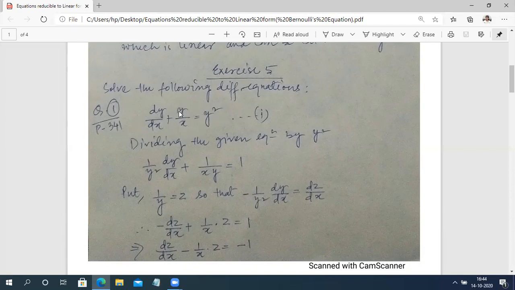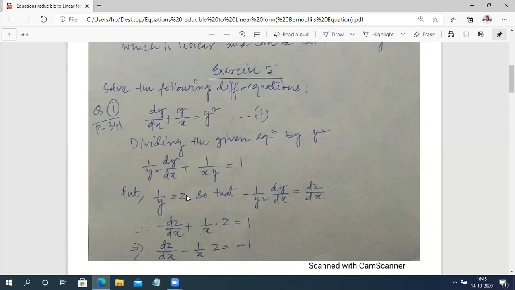So if you divide this equation by y², what will happen? The first term will be 1/y² dy/dx, plus 1/y... the y in the numerator will get cancelled with y² in the denominator, so it will be 1/(xy), is equal to 1. If you divide this equation by y², then on the right hand side it will be only 1.